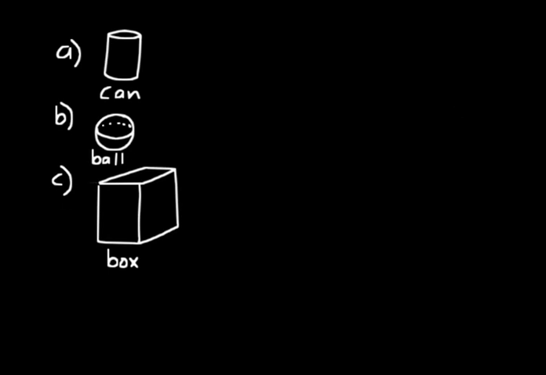Let's go ahead and do some practice problems. Use the appropriate name for a geometric solid that you've been learning to name each of these three-dimensional shapes. A can, you would call that a cylinder. A ball, you'd call a sphere. And a box, you would call that a rectangular prism. I'll just abbreviate rectangular there.